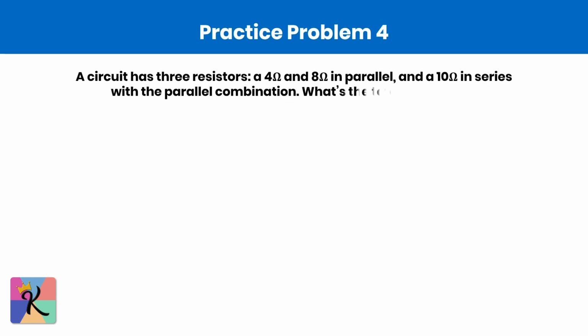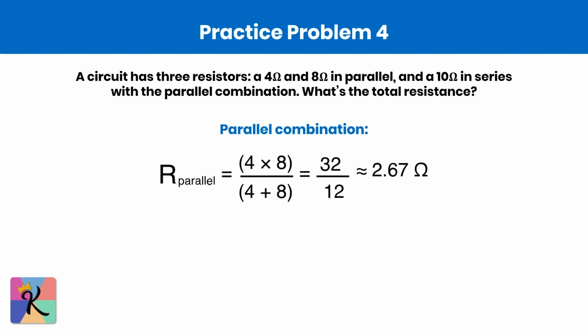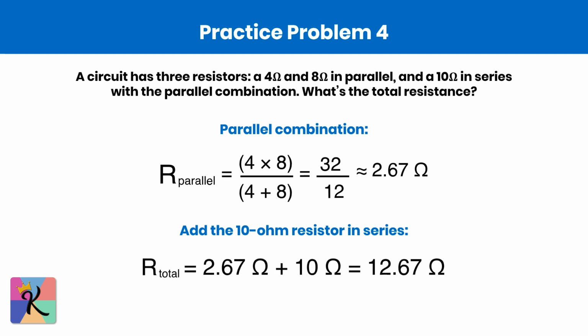Here's a practice problem. A circuit has 3 resistors, a 4 ohm and 8 ohm in parallel, and a 10 ohm in series with the parallel combination. What's the total resistance? First, calculate the parallel combination. 4 times 8 divided by 4 plus 8 equals 2.67 ohms. Then add the 10 ohm resistor in series. 2.67 plus 10 equals approximately 12.67 ohms. The total resistance is about 12.67 ohms.